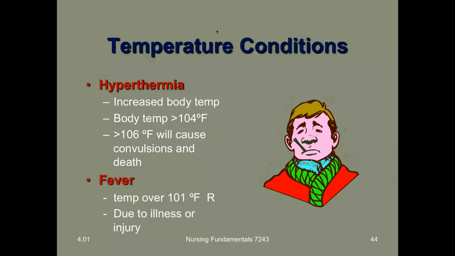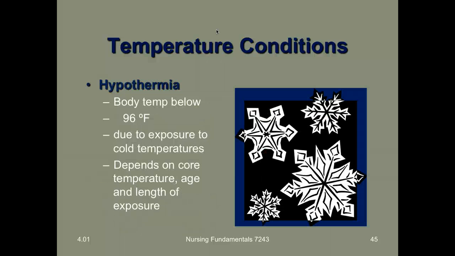So some conditions of temperature: hyperthermia. Hyper is increased or elevated. Thermia is body temperature. That is body temperatures greater than 104 degrees, and temperatures greater than 106 will cause convulsions and possibly death. Fevers are technically considered temperatures over 101 degrees Fahrenheit rectally. Typically, they're due to a disease or an illness. Hypothermia, body temperatures below 96 degrees, due to cold exposure and cold temperatures, and it depends on core temperature, age, and length of exposure.